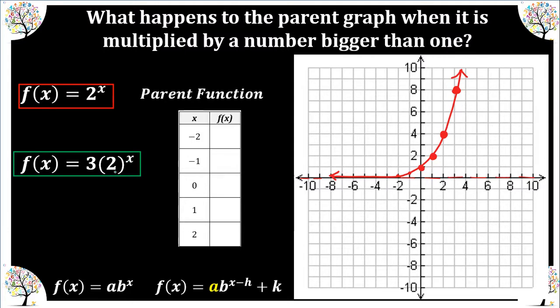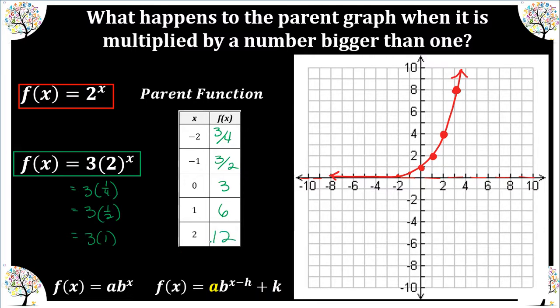So when I put in -2, I'm going to have 3 times 2 to the -2, which is 1/4, and I get 3/4. When I plug in -1, 2 to the -1 is 1/2, and we get 3/2. When we plug in 0, I get 3 times 1, which is 3. When I plug in 1, 2 to the first is 2 times 3 is 6. And then 2 squared is 4, and 4 times 3 is 12.